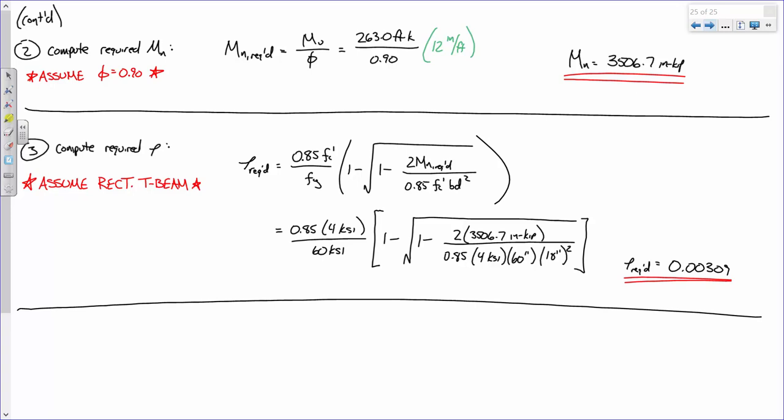So our next step is going to be dealing directly with this assumption. We assumed it was a rectangular T-beam. If we have a rectangular T-beam, we need this much steel, right? Because that's what rho is. It's a reinforcement ratio. It tells you the percentage of steel that you put in the section. So let's say we put this much steel in there. What would A be? So back calculate.